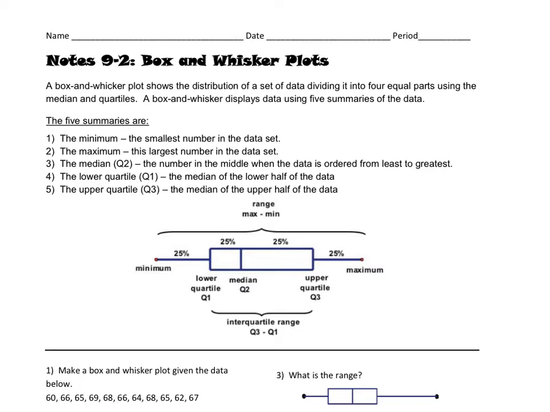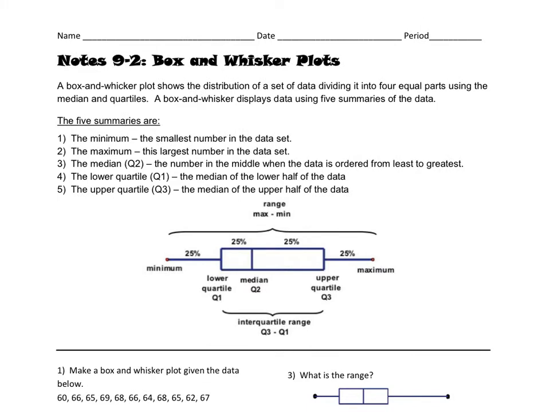Okay, a box and whisker plot shows the distribution of a data set divided into 4 equal parts. So if you look right here at this little chart, you can see it breaking down into a whole group, the whole thing, right? The whole group is the whole 100% of data. Every piece of data is in that spot. A box and whisker displays data using 5 summaries of the data.